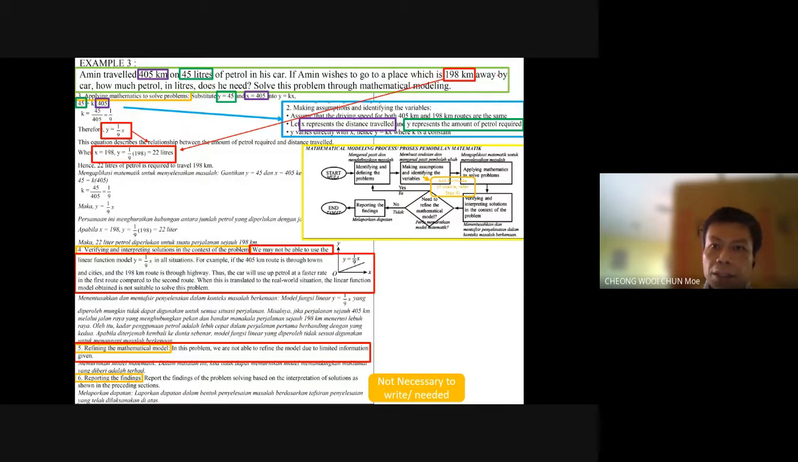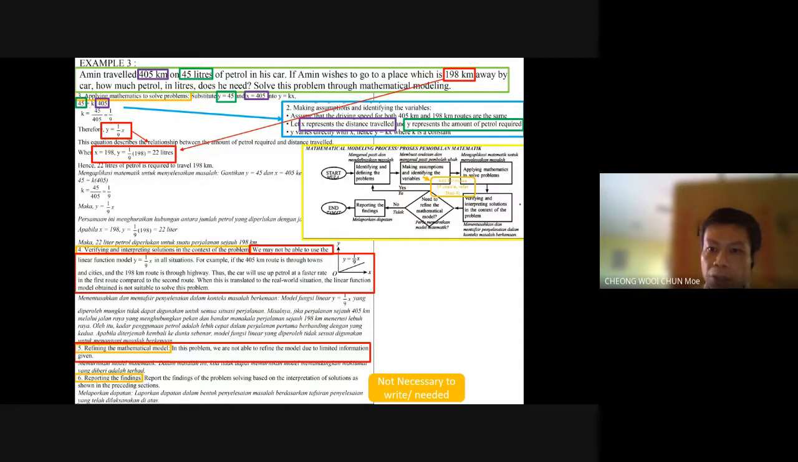Then, he wants to find how much petrol, that means how much y. Want to find y, the amount of petrol required. So 1 over 9, and x, the distance traveled, is 198 kilometers. You multiply, you get 22 liters. So this is the amount of petrol required for the 198 kilometers.